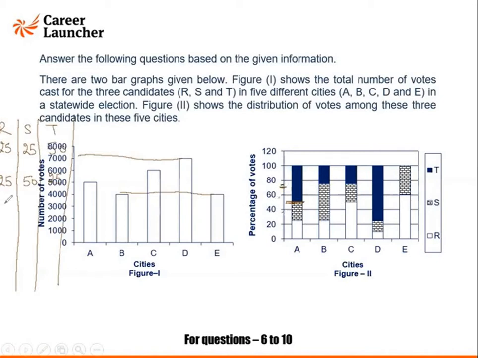Now, in the C part, R got 50% of the votes. The other two got 25 and 25. In the D part, the first one got 10%, the second one got 15%, and the third one got the rest, 75%. And in the fourth one, R got 60%. The other got 40% and the other didn't get any vote. So this is the table that we have.